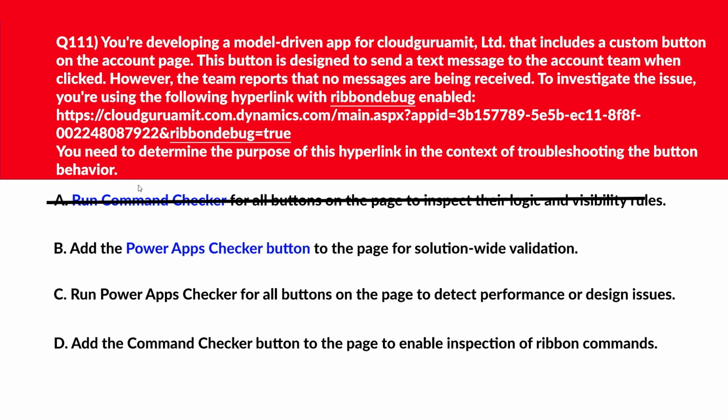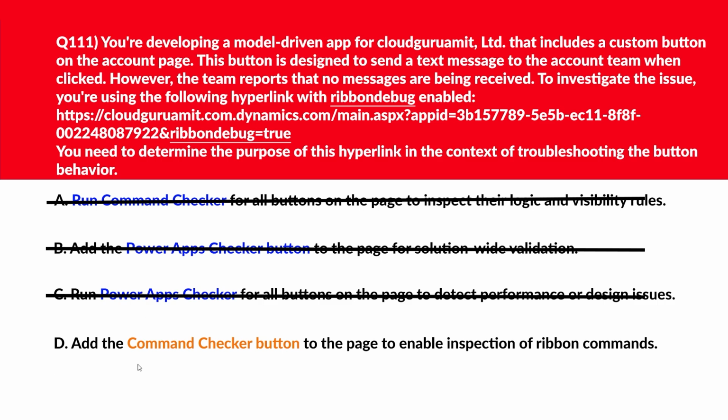B says add the Power Apps checker button to the page for solution wide validation. Power Apps checker validates app components but has nothing to do with ribbon button diagnostics. Wrong answer. We'll move to now option C. C says run Power Apps checker for all buttons on the page to detect performance on design issues. Power Apps checker doesn't analyze ribbon button behavior or command execution. Incorrect. We'll move to now option D.